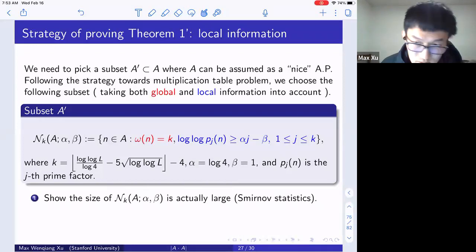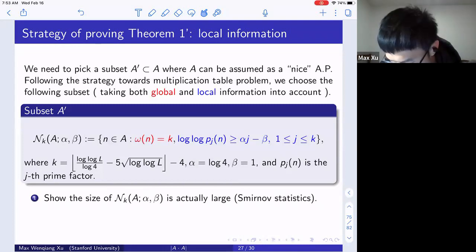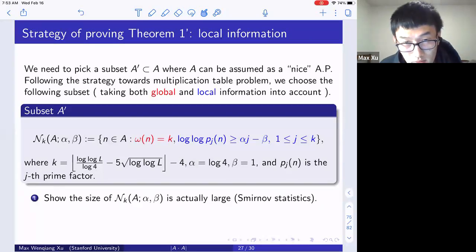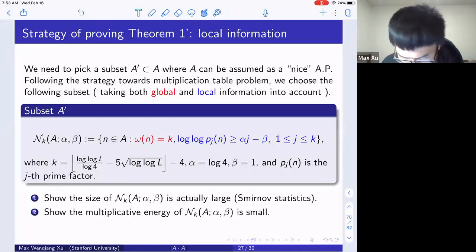Again, we have two tasks. One is to show that N_{k,A} is actually kind of large, not too much smaller than the size of A, in the sense that they differ by log A to the negative delta over 2. Delta is a magical constant, connected to some Smirnov statistics. If you want to know more details, we did some estimation in our appendix, also inspired by a paper of Kevin Ford. You can find it in our reference list. The other task is, again, showing that the multiplicative energy is small. So there are two tasks.